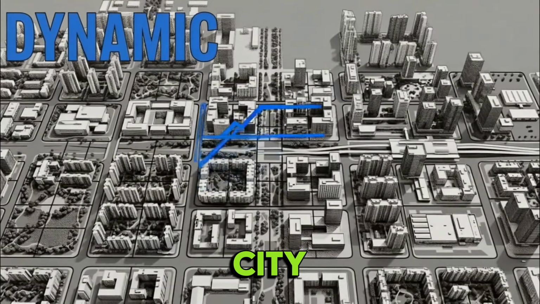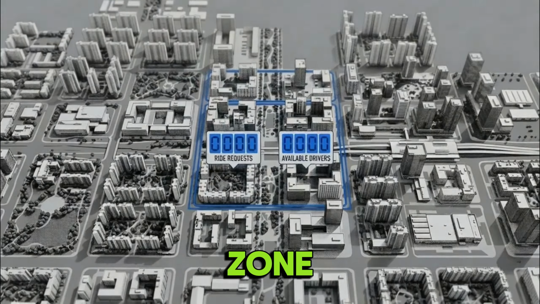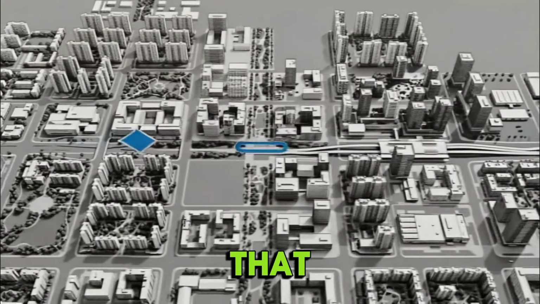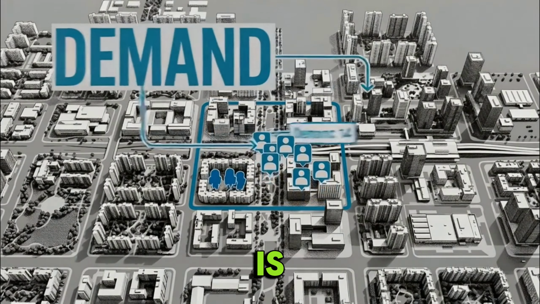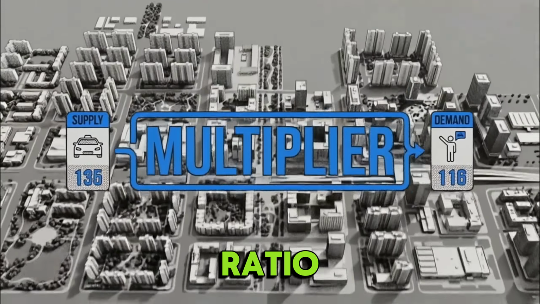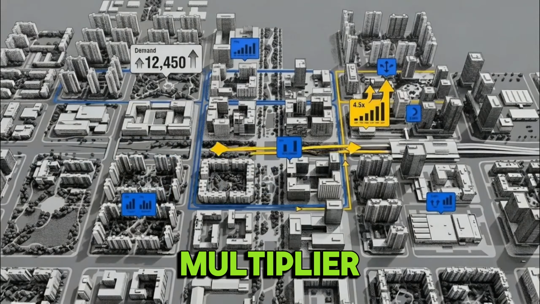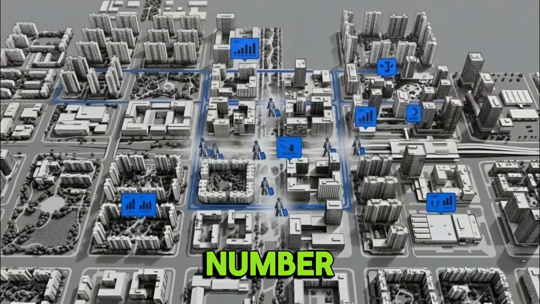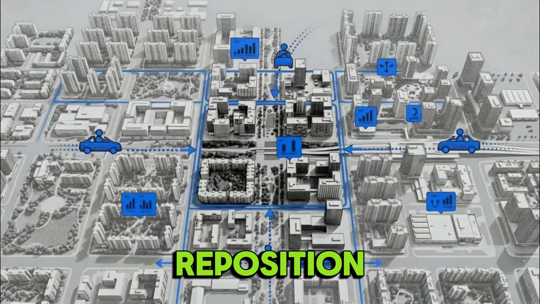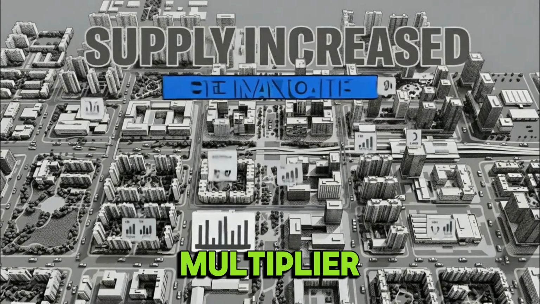Uber divides every city into thousands of geographic microzones. At any given moment, each zone has 2 key numbers: the supply number, which is the count of available drivers inside that zone, and the demand number, which is the count of active ride requests in that zone. The surge multiplier is a function of the ratio between supply and demand. When demand exceeds supply, the multiplier rises. Higher prices reduce the number of ride requests from price-sensitive riders and motivate nearby drivers to reposition into the zone. As drivers enter and supply increases, the multiplier comes back down.